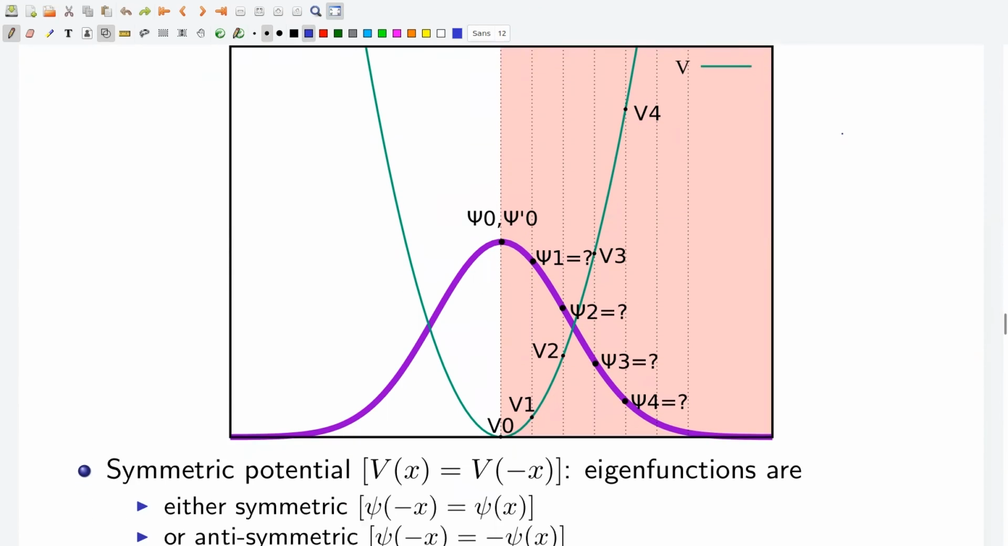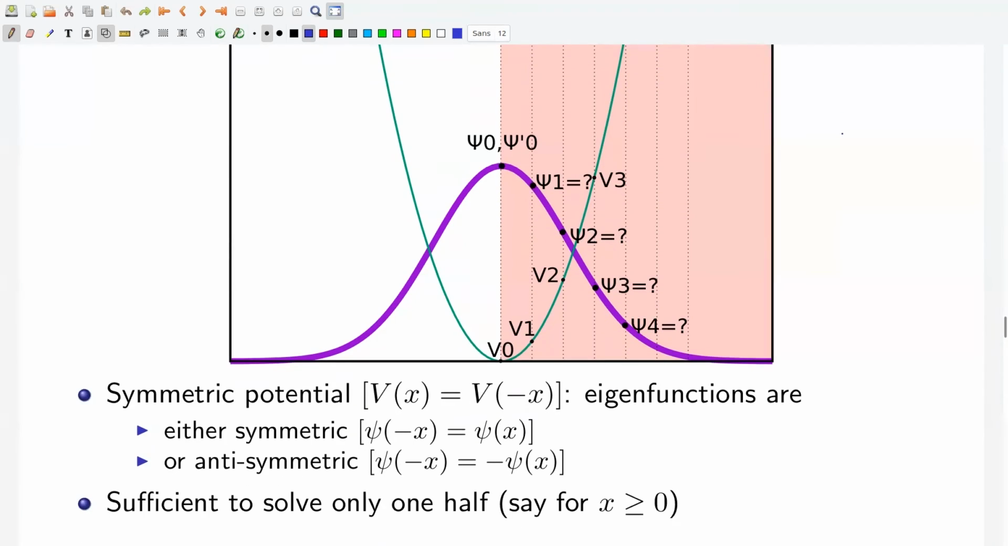In case of a symmetric potential, V of x is equal to V of minus x. And as a result, the eigenfunctions are either symmetric, that is psi of minus x is equal to psi of x, or they are antisymmetric, that is psi of minus x is equal to minus psi of x. Thus, it is sufficient to solve for only one half, say x greater than or equal to 0, because the other half is related by symmetry.